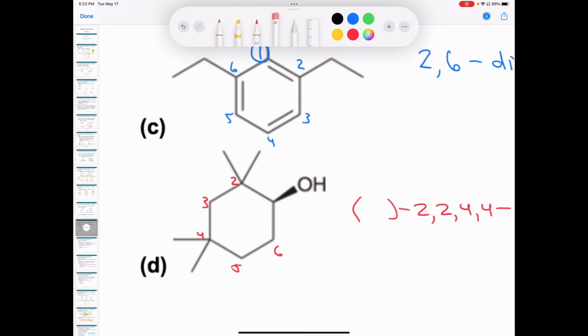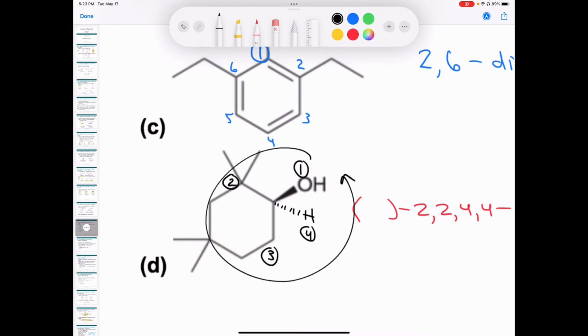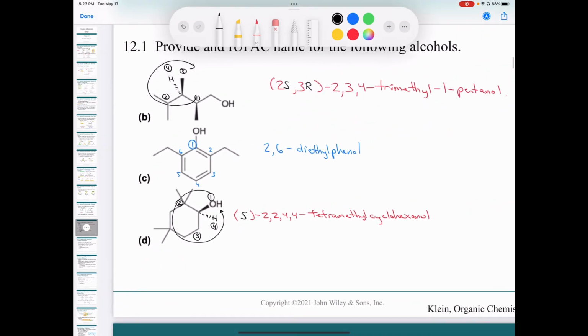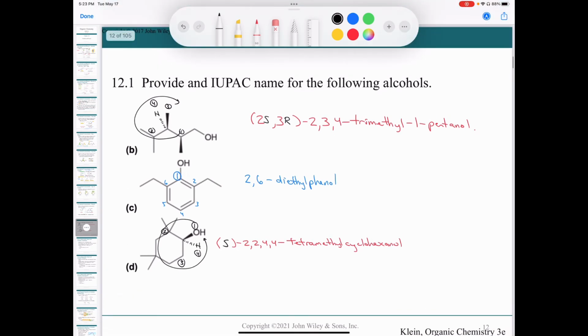All right, so let me just delete all that. We have our lowest priority group, which is our hydrogen in the back. So there we go. We have our highest priority group here, second highest priority, and our third highest priority. And we're going counterclockwise, and so that is S. And so there's the name of our compound: S-2,2,4,4-tetramethylcyclohexanol. Not too bad. A little bit of practice in naming a linear alcohol, a phenol, and a cyclic alcohol.